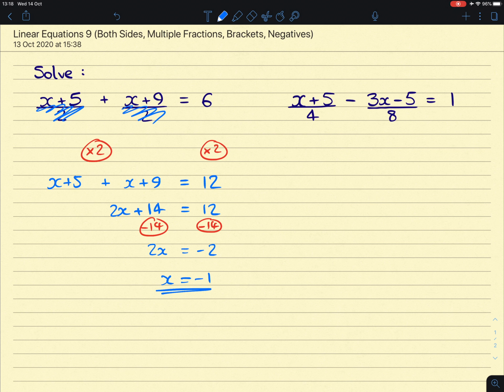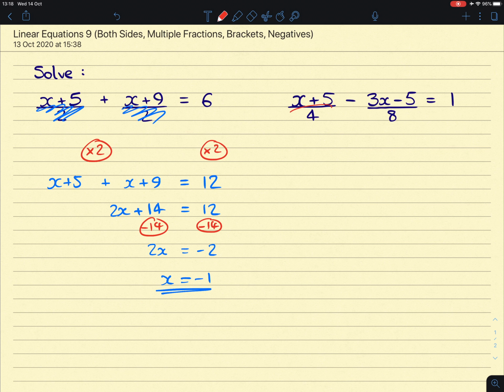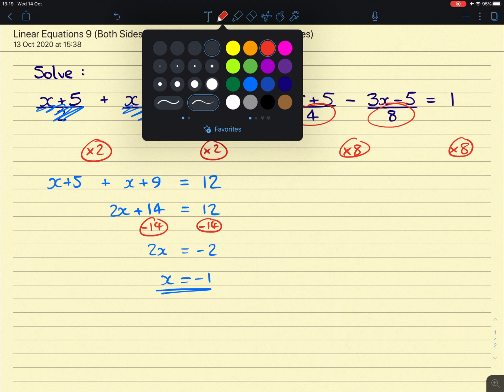For the next one, we're looking to multiply everything by a number that will get rid of an over 4 or an over 8. So if we multiply everything by 8, that will take care of both of them in one go. So we're going to multiply everything by 8. Now we're going to be careful here because this fraction doesn't have an 8 in the bottom, so it's not like it's just going to disappear. So we've got to take an extra step here.